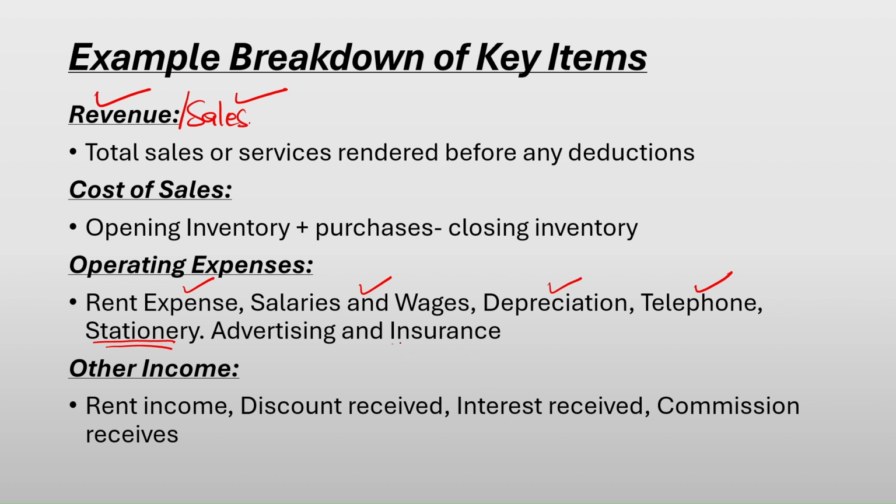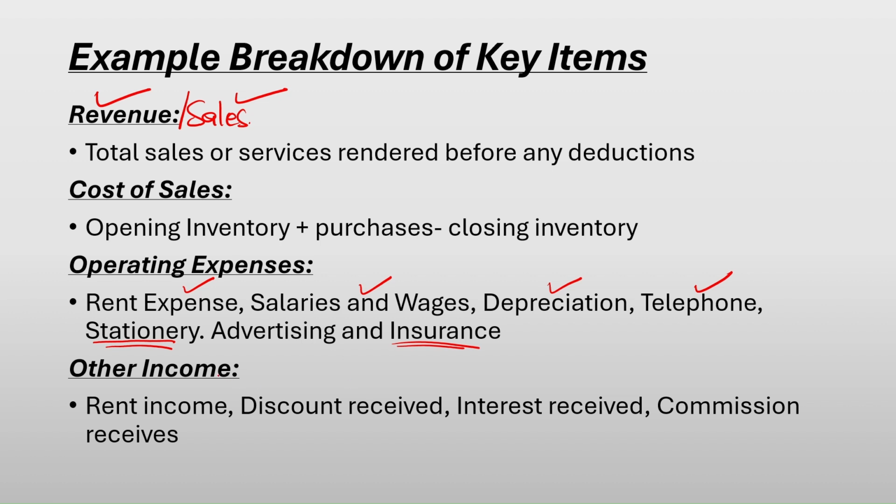And we also have the biggest one, which is insurance. Insurance, obviously, for a company, it's very needed because you need to have insurance for your company just in case of damages that you might incur in the business, right? So you need to definitely have insurance. So insurance is one of the operating expenses that you might have.